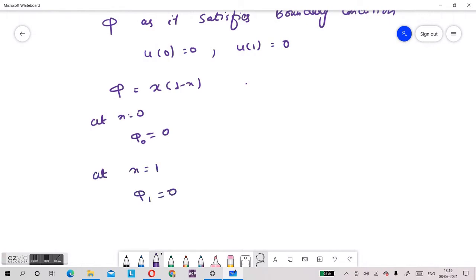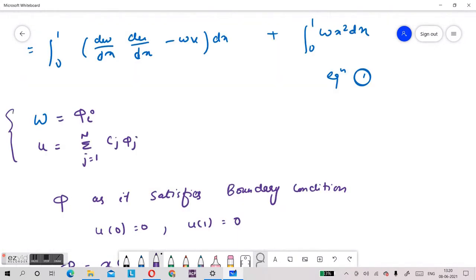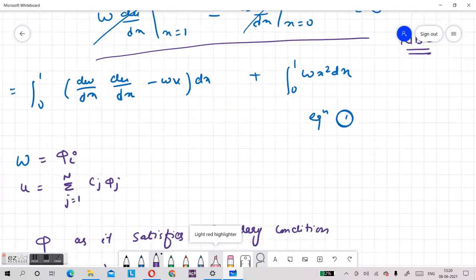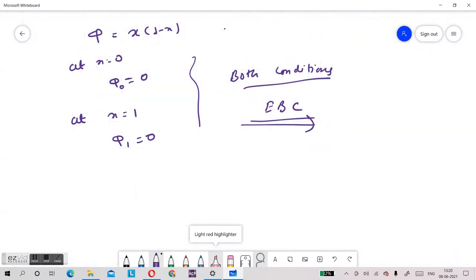What were the two conditions? This is the essential boundary condition, and here this was the natural boundary condition. What are EBC and NBC? We have studied them earlier. So for understanding the lectures, you have to start the videos from the beginning. Then you will understand the terms, and it will be easy for you to follow.